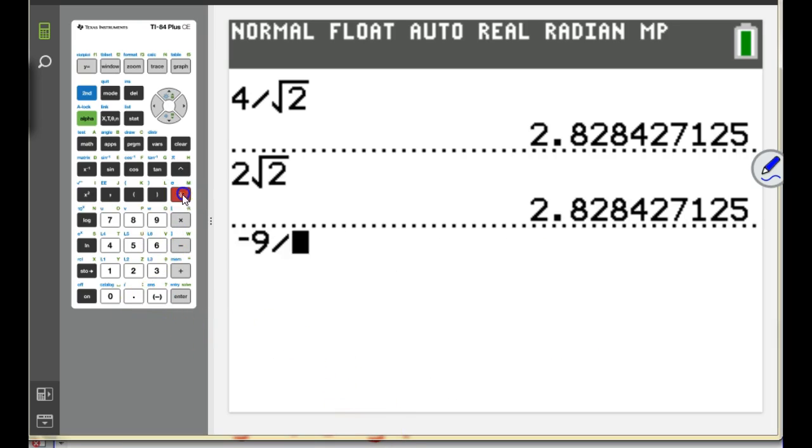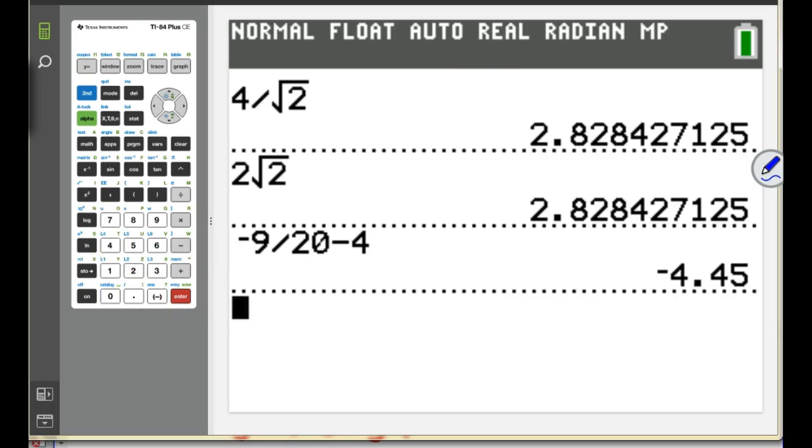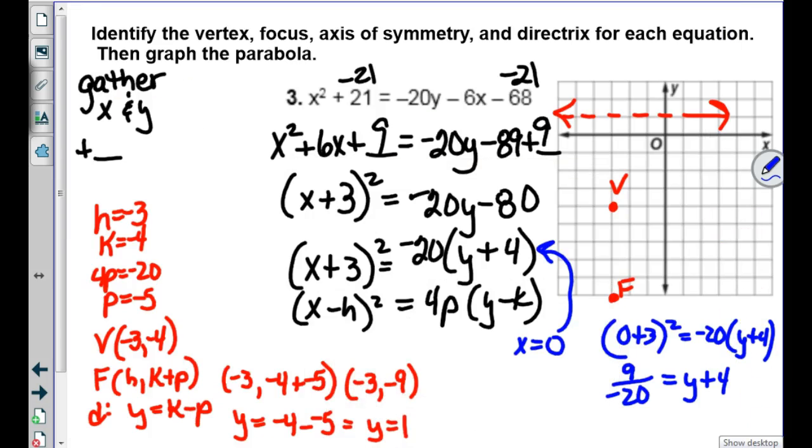So I have -9 divided by 20 minus 4. I get negative 4.45. Did anyone else get that? Okay. And that was the y value when the x was 0. It's just an estimate, so it crosses here at 0, 1, 2, 3, 4, almost 4.5. So it's just a point to give us some idea of how wide this thing is.